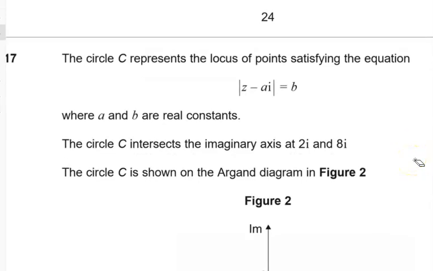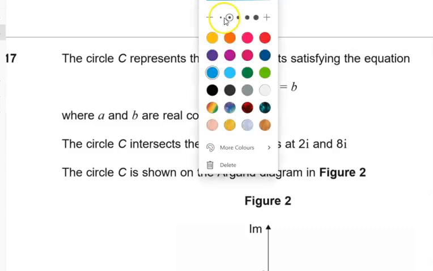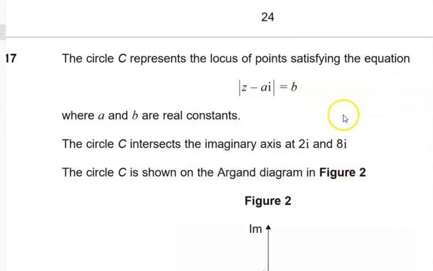Right, I'm going to do question 17 because this one was really badly done. The circle C represents a locus of points. If you had a look in your notes or your revision guide, it would tell you that the locus of points of a circle looks like this: |z - (x + iy)| = r. That is a circle with centre (x, y) and a radius of r.